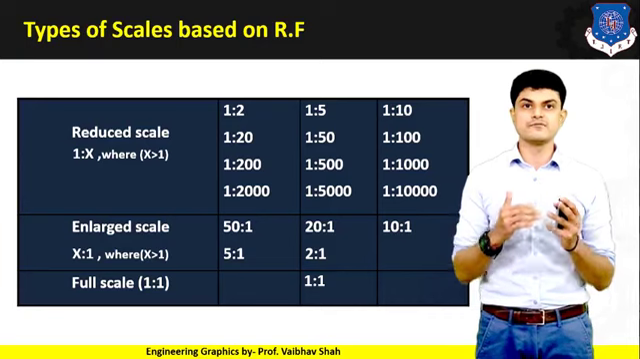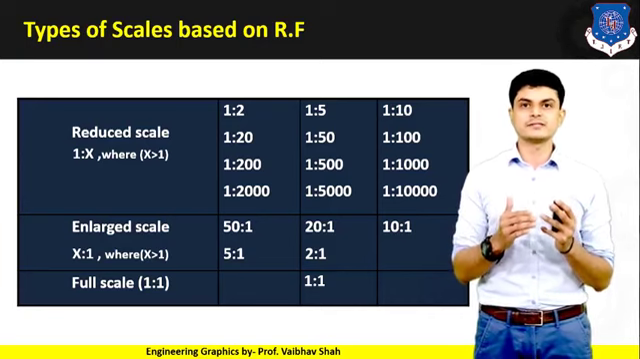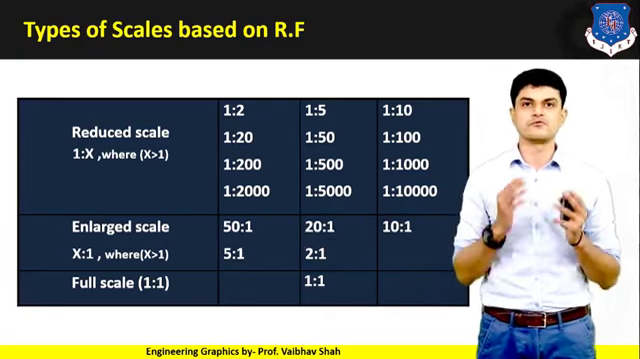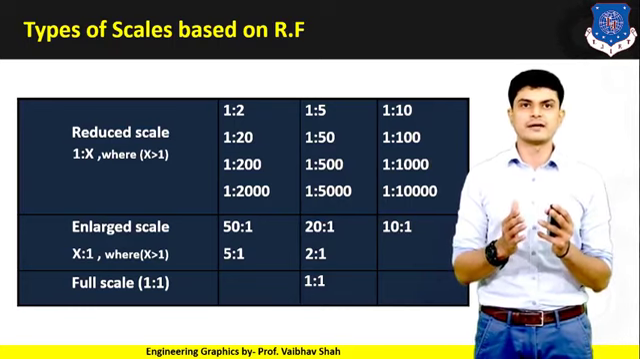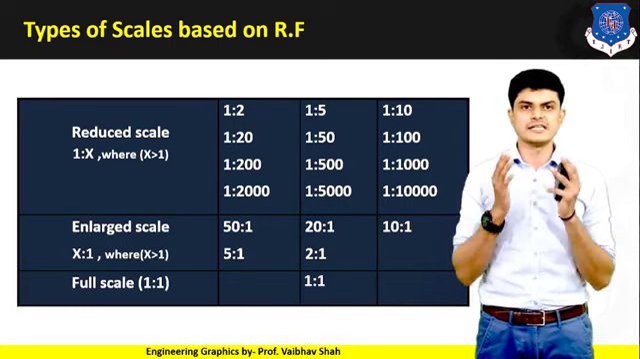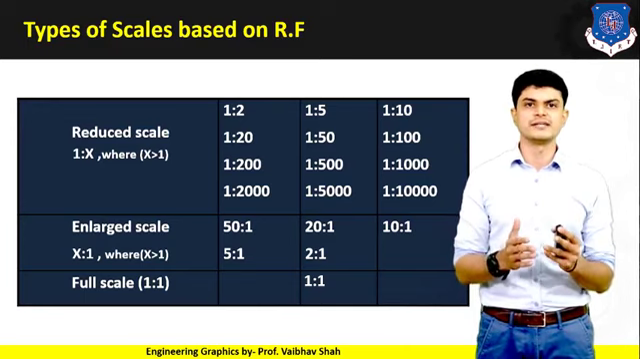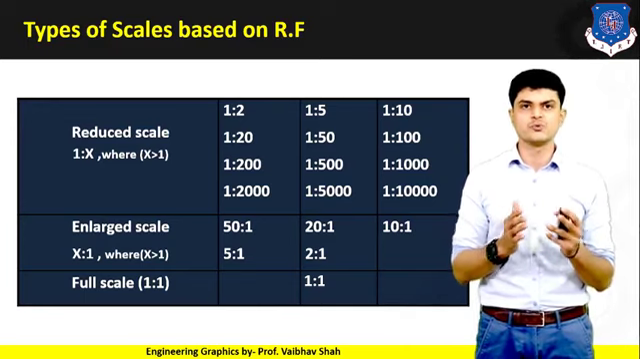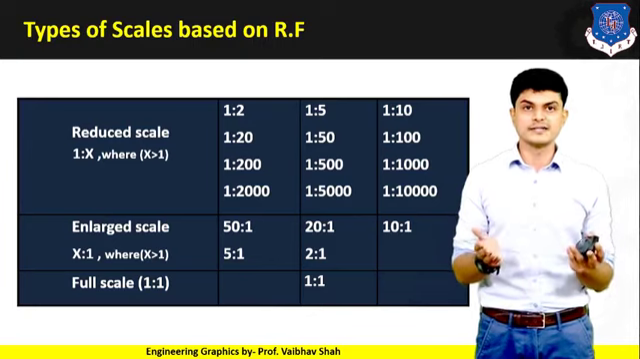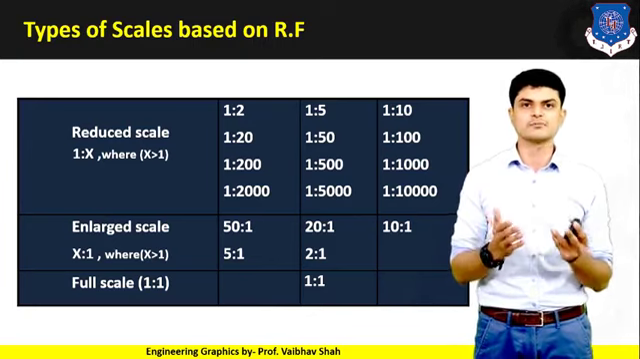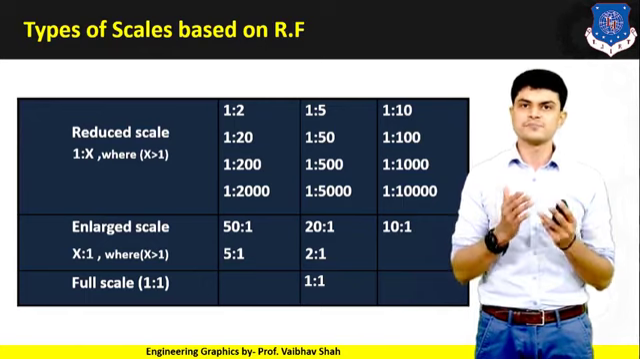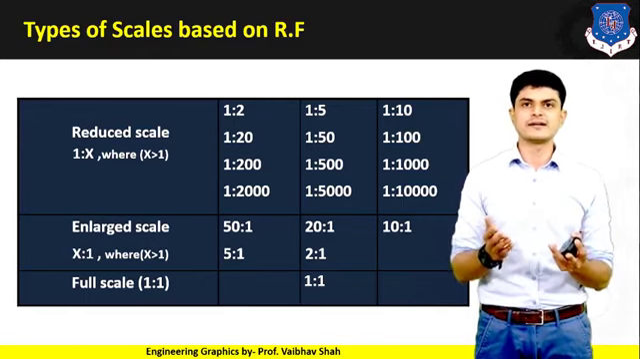So now let us see the final scale, which is nothing but your full scale. Full scale is nothing but the 1:1 form. So whenever you are drawing the actual object in the same dimension on your drawing sheet, then this must be your full scale. So we are not actually reducing the dimension, or enlarging the dimension at all. So this type of scale is nothing but your full scale. So now let us move ahead.